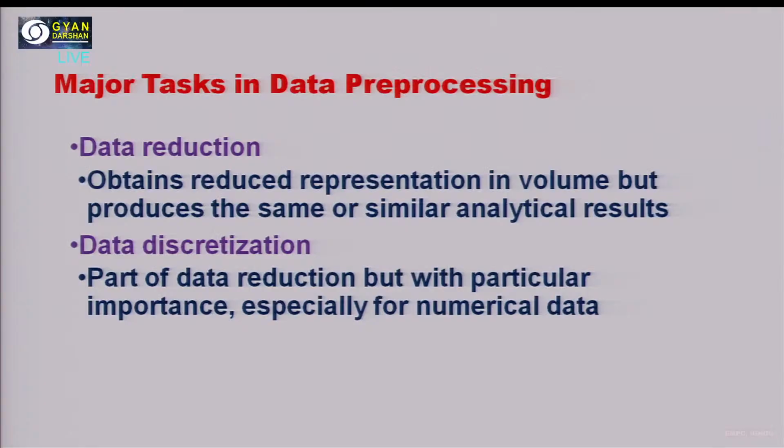Then you have data reduction techniques. In data reduction, you are going to always obtain a reduced representation in volume, yet produce similar analytical results. In the discretization process, what exactly happens? It's a part of data reduction, but with particular importance, and especially for numerical data, we use discretization and concept hierarchies.